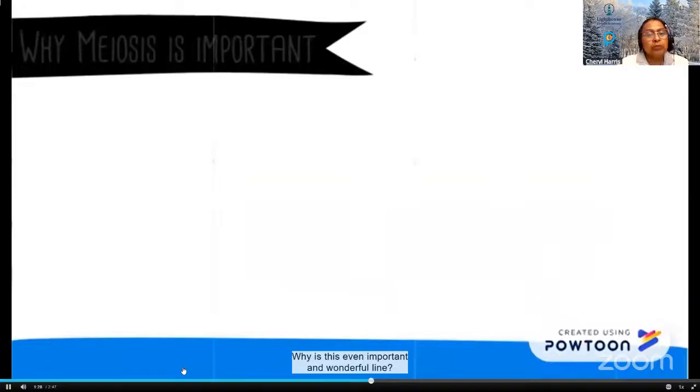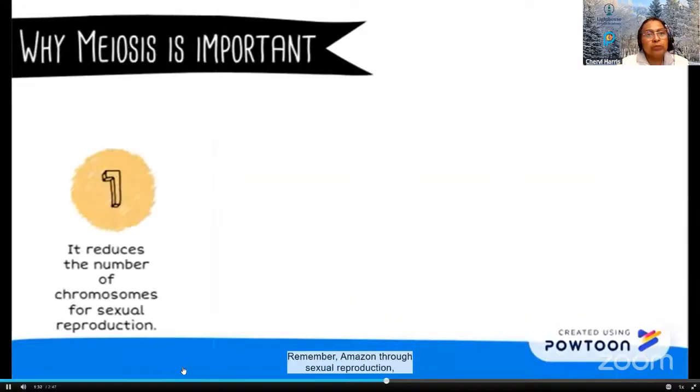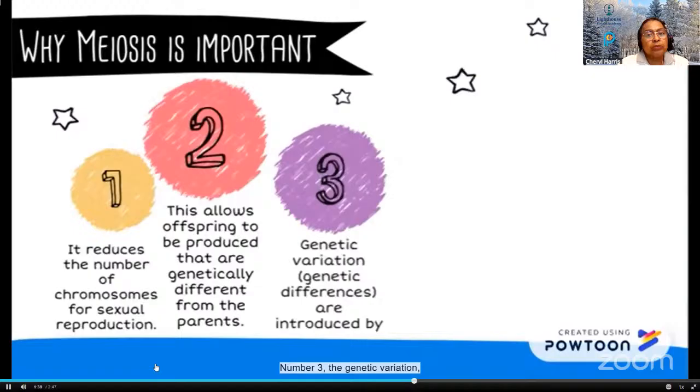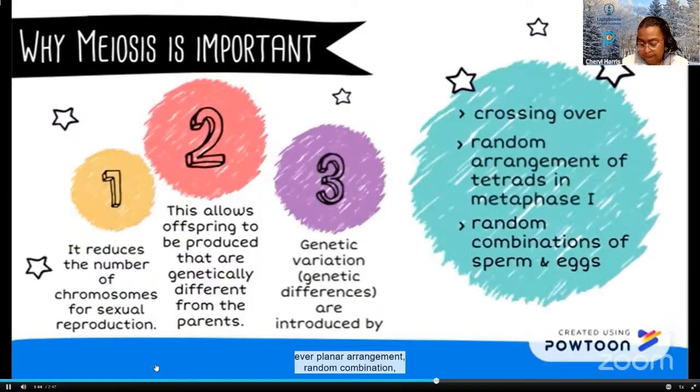Why is meiosis even important? Well, number 1, it reduces the number of chromosomes for sexual reproduction. Number 2, it allows offspring to be produced that are genetically different from the parents. And number 3, the genetic variation, or genetic differences, are introduced by crossing over, random arrangements of tetrads, and random combinations of sperm and egg.